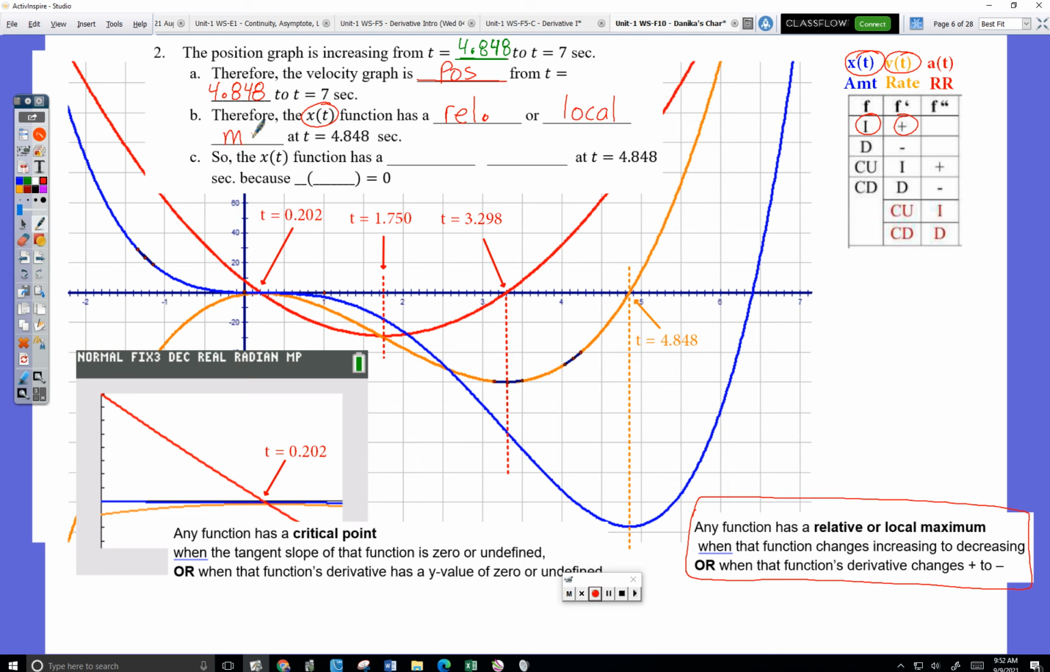So right here, we see the position graph changing from decreasing to increasing. So this is the time when the position graph has a relative minimum. That's the only definition you should memorize. Don't memorize other definitions. Questions?